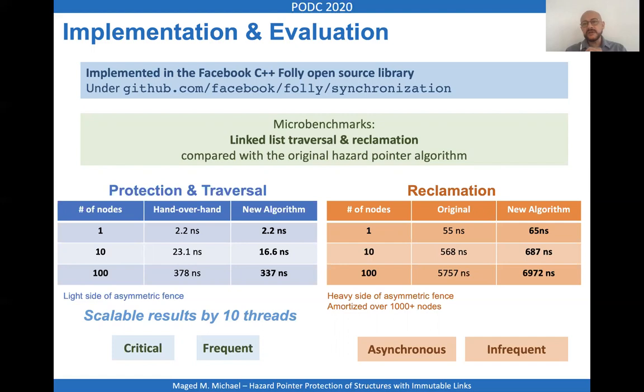Reclamation has an extra cost because we're doing extra atomic operations for releasing the inbound links. But then note that reclamation is done asynchronously, and it's an amortized operation that's done infrequently.